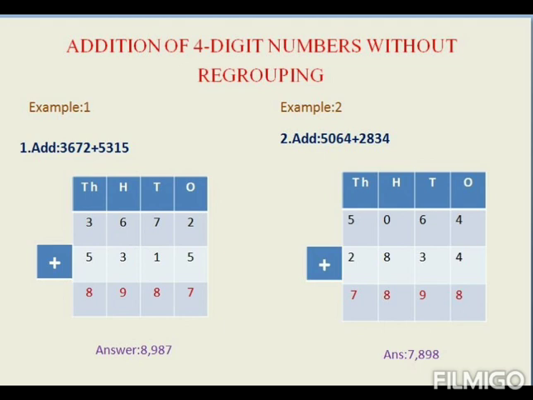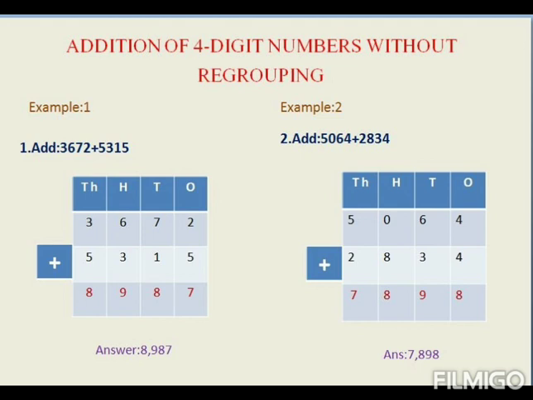Next in thousands place. 3 in the mind, 5 in the fingers. After 3, 4, 5, 6, 7, 8. So your answer is 8987. Children, don't forget to take and write the answers separately. Okay, it is very important.